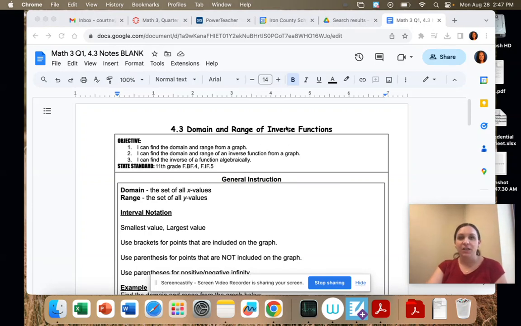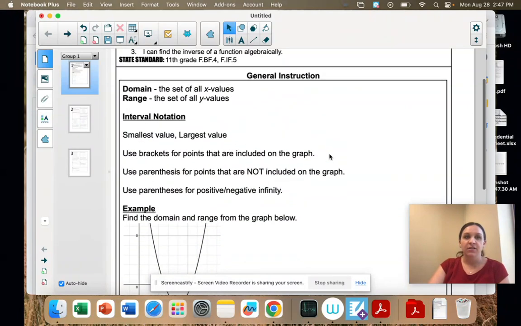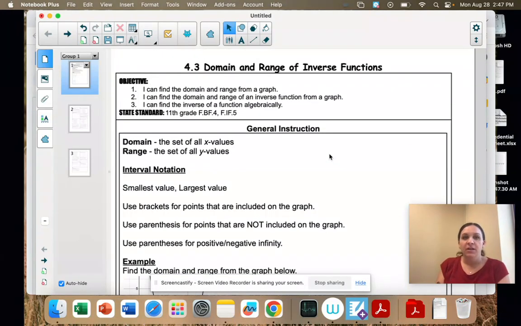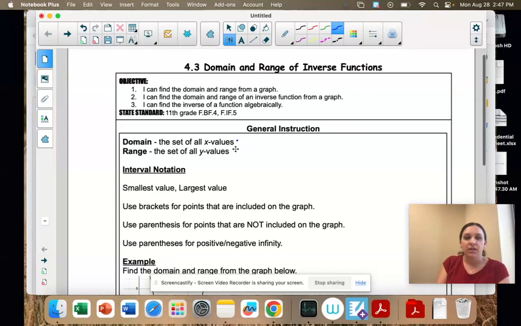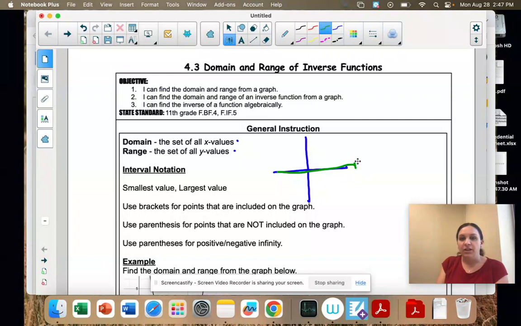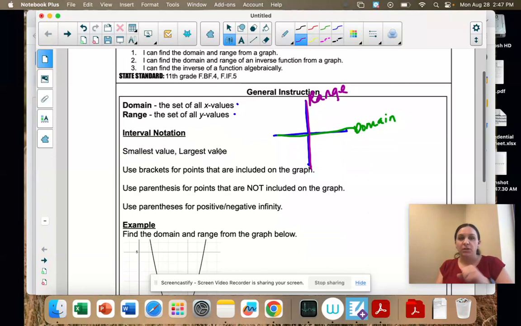Okay, last one, we're looking at domain and range of inverse functions. Just a reminder, the domain is the set of all x values and range is the set of all y values. So we're going to be looking at graphs, and for domain, you're going to need to look at the x-axis, and for range, you're going to be looking at the y-axis. Okay, and we're going to write our answers in interval notation.